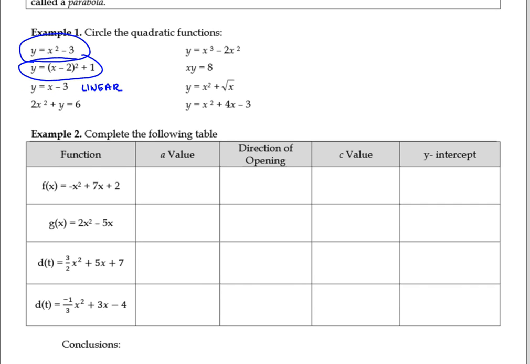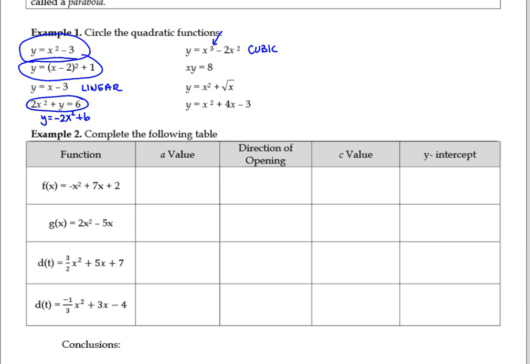How about the next one? Is that quadratic? Could I get y by itself here? Yeah, I move the 2x squared by subtracting it to the other side. Is that a quadratic? Sure is. So we can circle that one. All right, top right. Yes or no? What's wrong with it? Power of 3. The highest power in a quadratic will be a 2 for x, and this is a cubic.